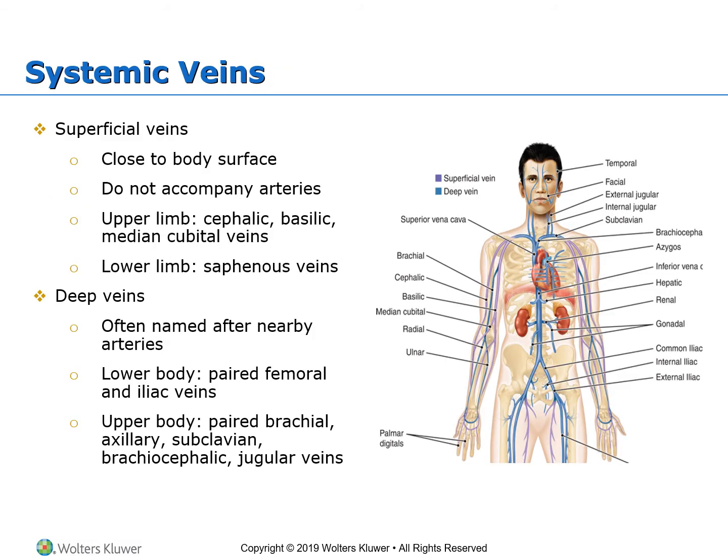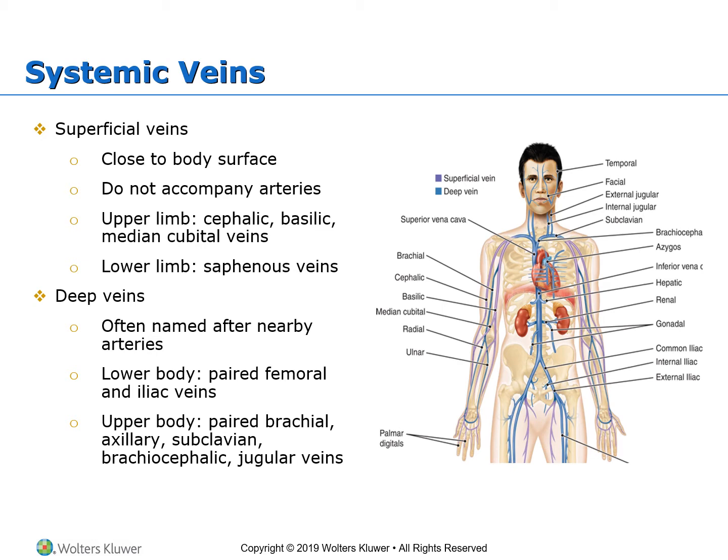The veins. Now, once we have all the arteries branching out and becoming arterioles and finally capillaries at the level of different organs and tissues, they will join back to form venules and finally veins. And I'll describe the systemic veins.